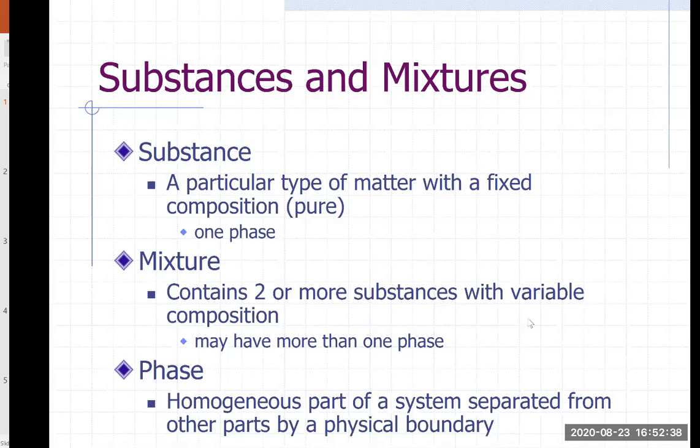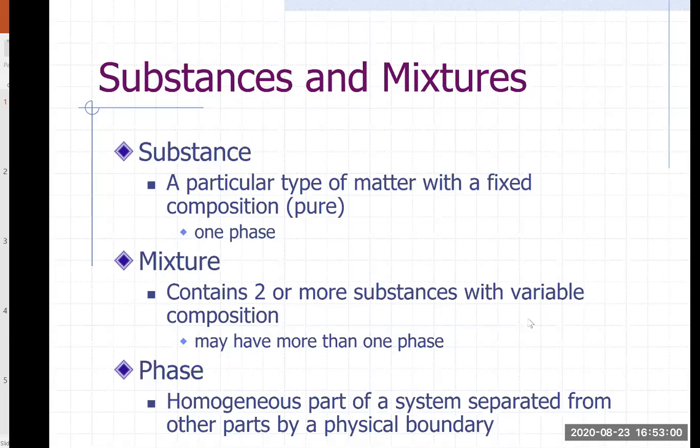So what is the definition of a phase? That's a homogeneous part of a solution that's separated from other parts by a physical boundary. And what does it mean to be homogeneous? Because there's another definition that we have to talk about. Homogeneous means that when you observe that particular system, you only see one phase.